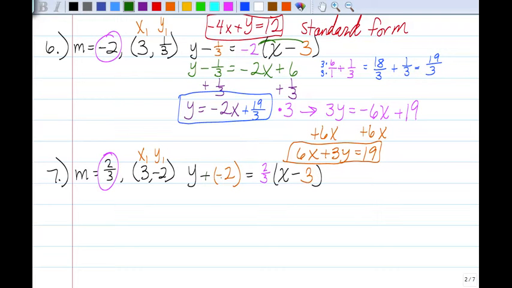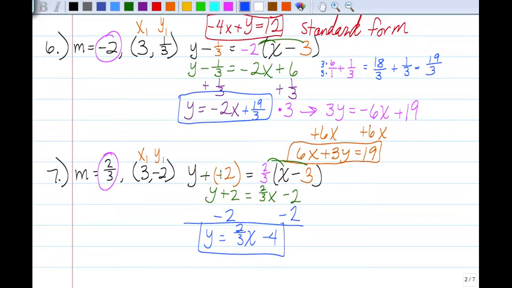Okay, so minus a negative is a plus, so that gives me y plus 2 equals. And then I'm going to go ahead and distribute the 2/3, so that gives me 2/3 x. And then 2/3 times 3, the 3 is going to just cancel out, so that's just going to make minus 2. Alright, and then I want to get y by itself for the slope-intercept form, so I'm just going to subtract 2 from both sides. So that gives me y equals 2/3 x minus 4. So there's my slope-intercept form.